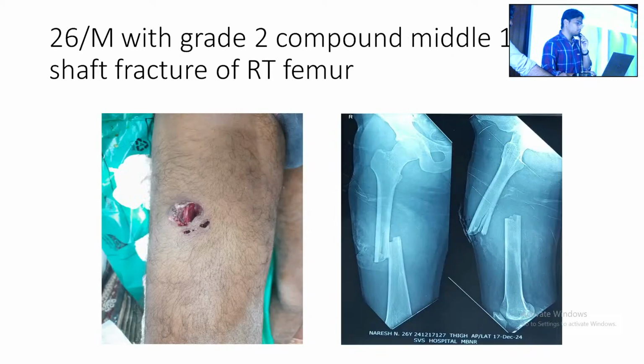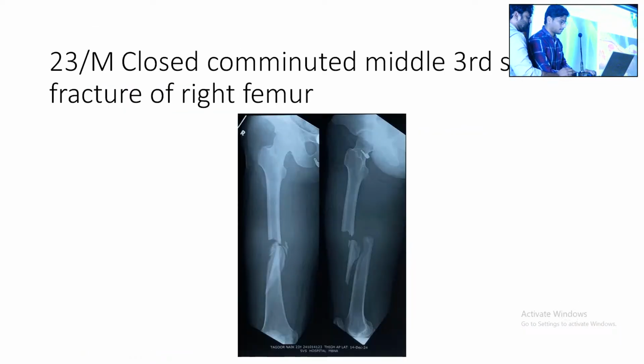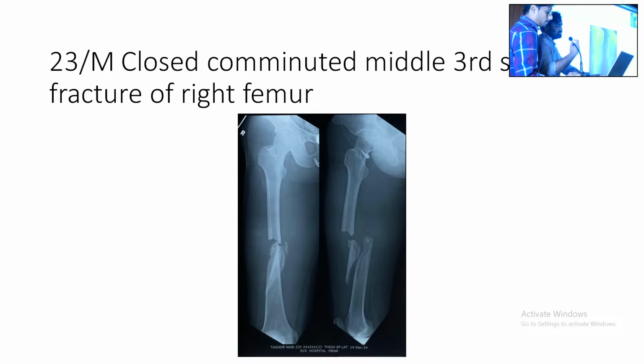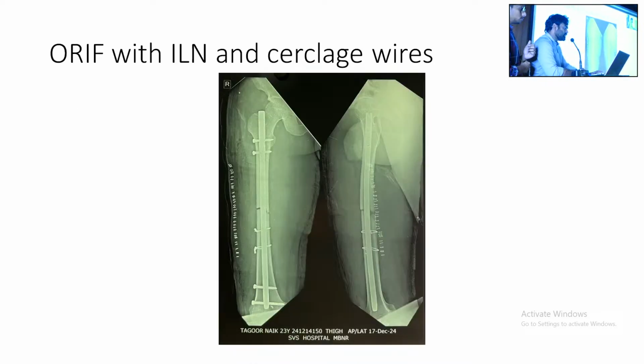26-year male with a grade 2 compound middle third shaft fracture of right femur, sir. We have done closed reduction internal fixation with IL nail for right femur and wound debridement. Next, 23-year male with closed comminuted middle third shaft fracture of right femur, sir. It was left open for a secondary surgery. It is Winquist Hansen type 4, sir. There is no cortical contact between the proximal fragment and distal fragment. It was treated with open reduction internal fixation with interlocking nail and 2 circular wires, sir.